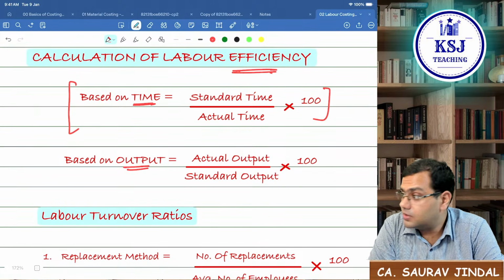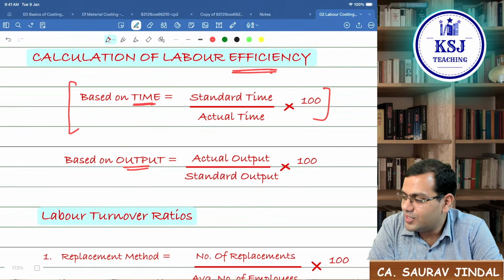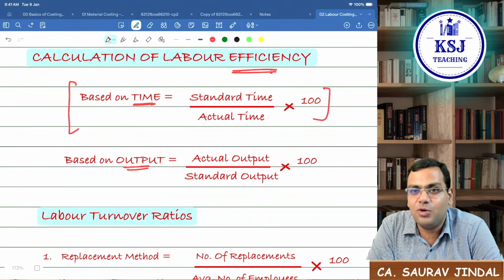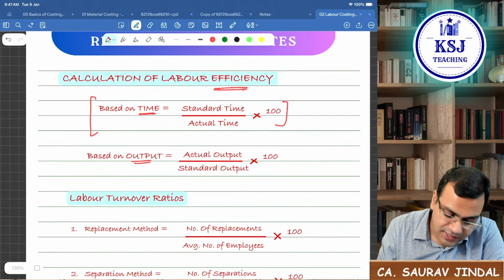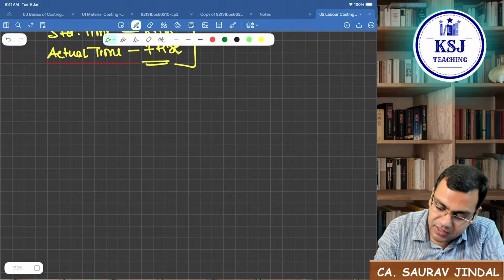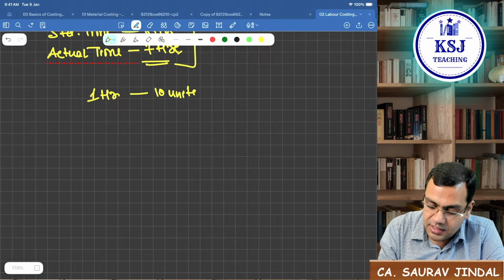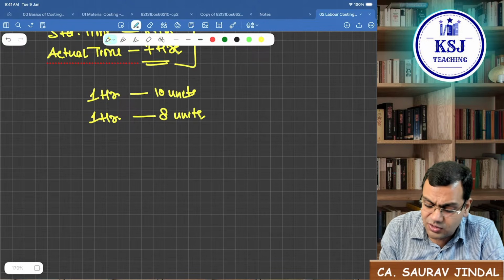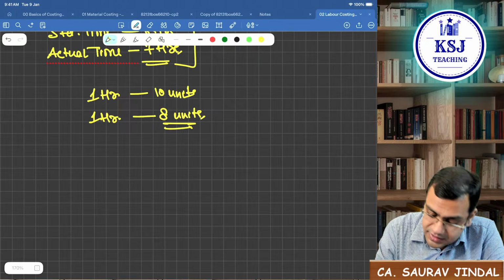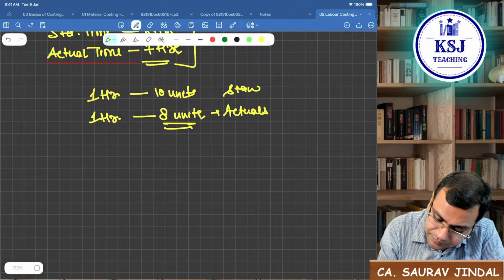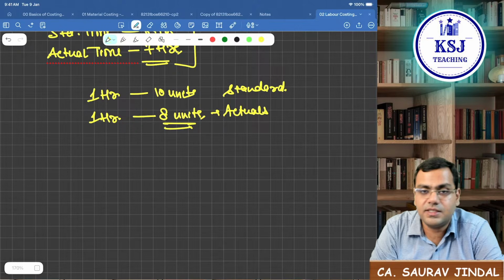Next, based on output. Now you are saying to your worker that in 1 hour you should be manufacturing 10 units. But in 1 hour the actual production that he is doing is 8 units. Will you say he is efficient? This is actuals. This is standard.